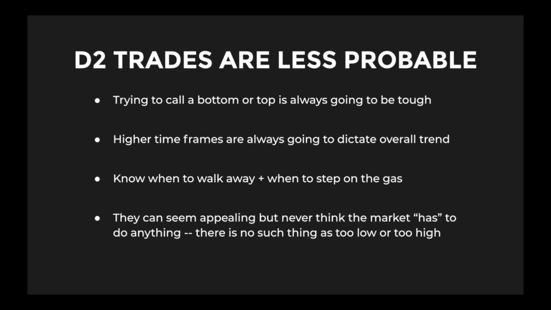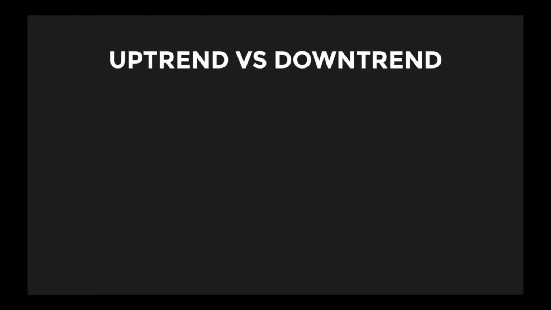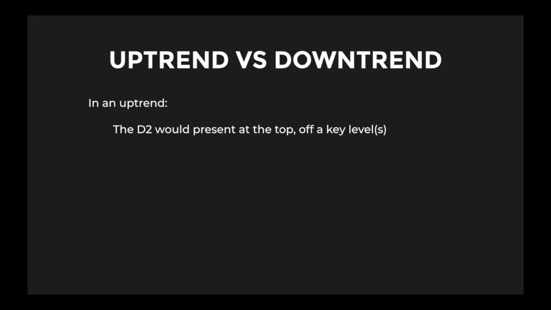Now, the thing about reversals and the thing about calling the top, catching the knife, and all that fun stuff that we're going to talk about is that it can be appealing. But you have to remember that the market does not have to do anything. There's no such thing as too overbought or too high, and there's no such thing as too oversold or too low. The market can do whatever it wants, and you have to keep that in mind because there's always a first for everything, right?